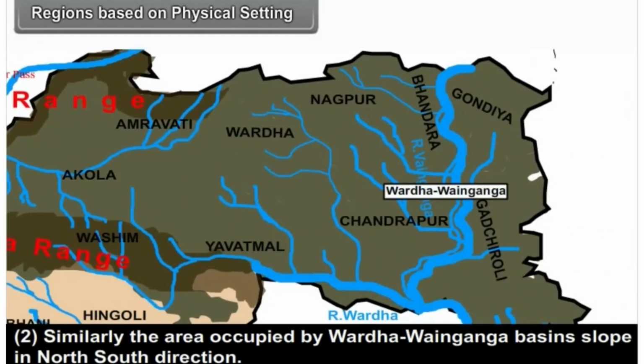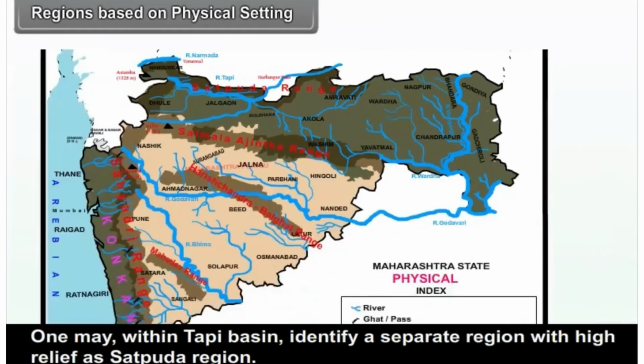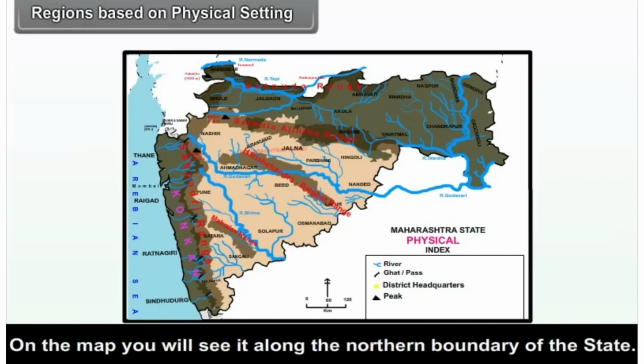Similarly, the area occupied by Wardha and Wainganga basins slopes in north-south direction. Number 3. Rest of the plateau area is having eastward slope. Within Tapi Basin, identify a separate region with high relief at Satpura region. On the map, you will see it along the northern boundary of the state.